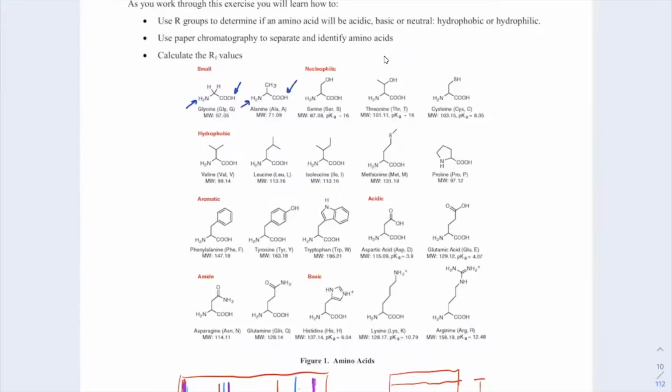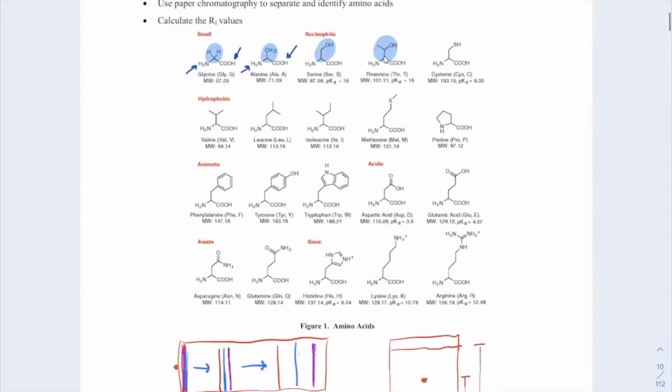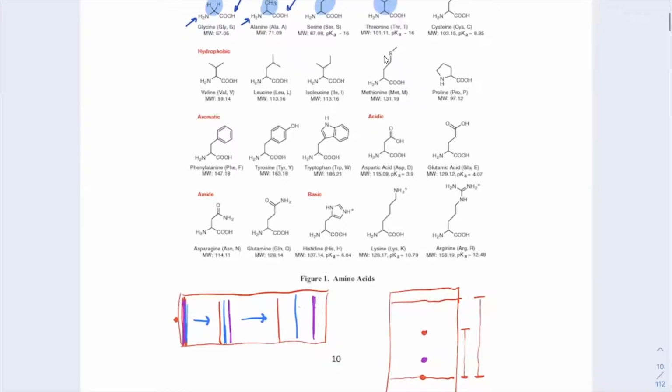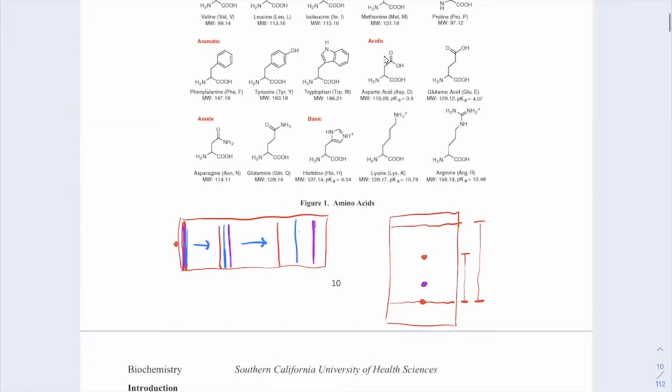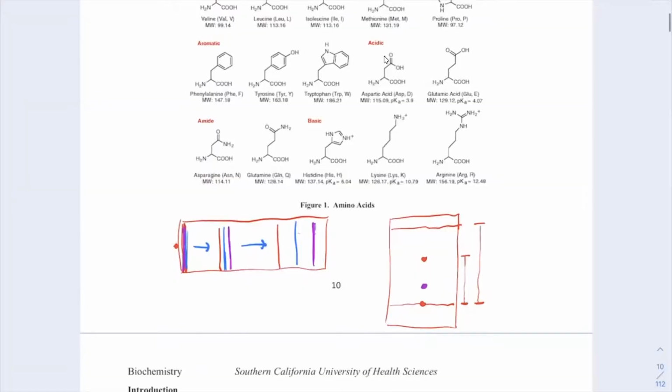The one difference between them, though, this R group, which is shown here as the side chain, which makes each individual amino acid unique, is going to be what we target in order to separate these amino acids. So the way that we separate these amino acids is using chromatography. Chromatography is just an old process of separating different compounds based on their different polarities.